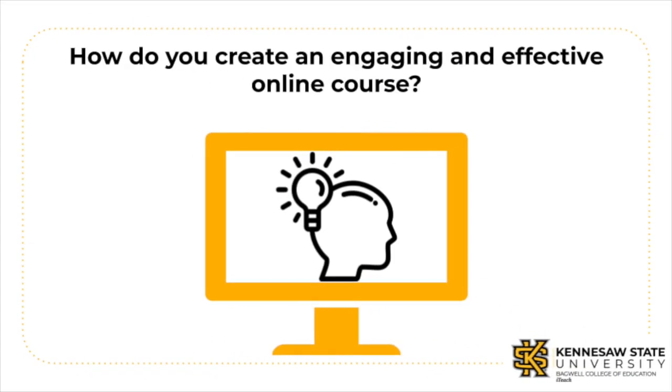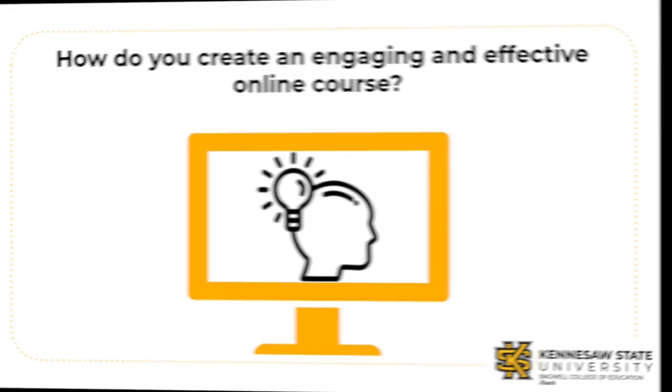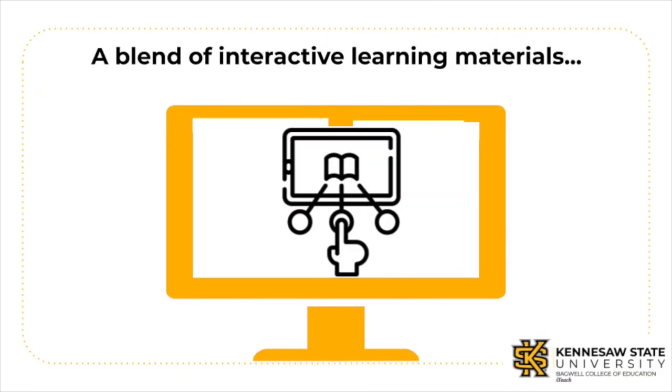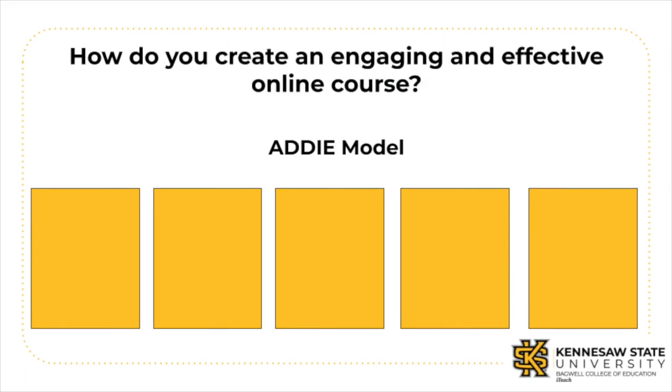How do you create an engaging and effective online course? Great online courses use a blend of interactive learning materials to teach a concept or change a behavior. We use the ADDIE model as an instructional design framework to build our online courses. ADDIE is an acronym that stands for the 5 phases of the model: analyze, design, develop, implement, and evaluate. Each phase produces outcomes necessary for the following phase, which results in a linear, methodical process for course design.